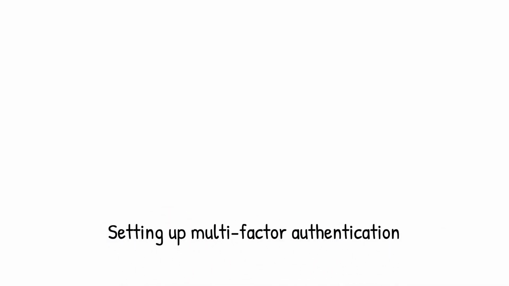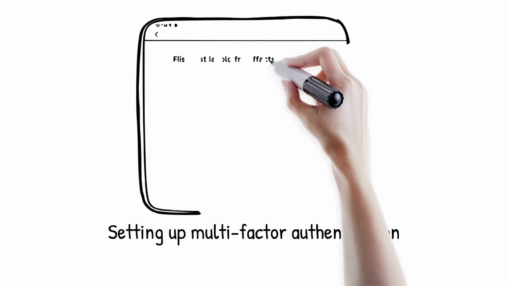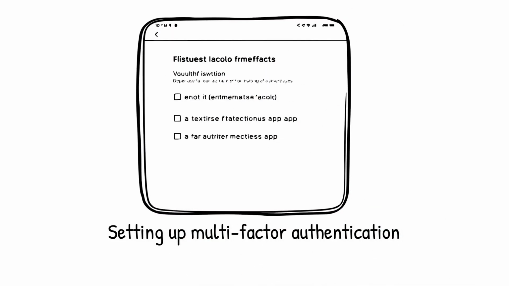Finally, for added security, consider setting up multi-factor authentication. This adds an extra layer of protection. ID.me allows you to use methods like text message confirmation or an authentication app. Choose your preferred method and follow the setup instructions.